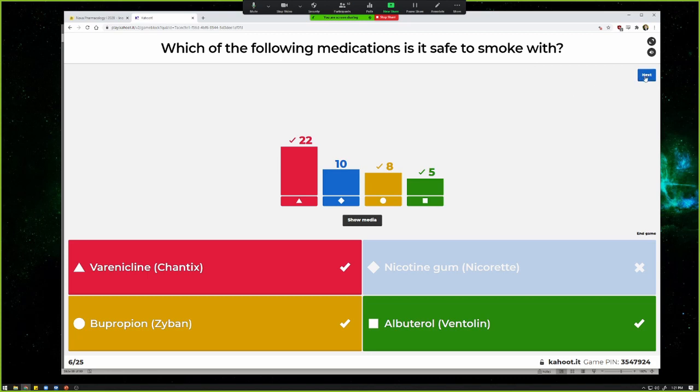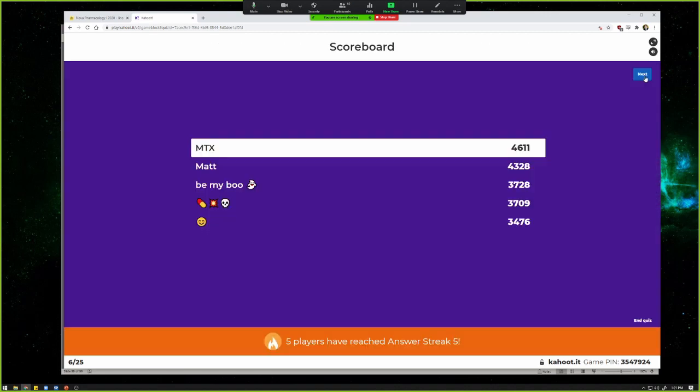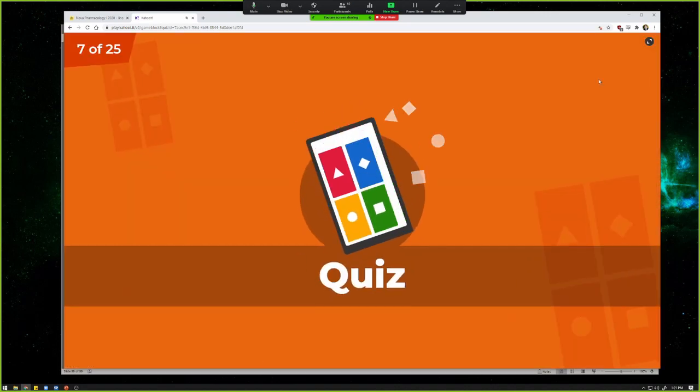All right. I would choose the gum. I don't know. Hopefully I've never started smoking, so I don't know what the best way to quit would be, for me at least.